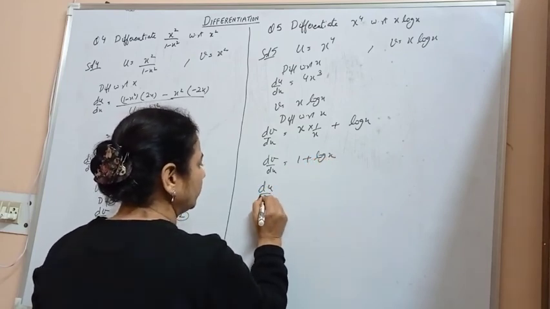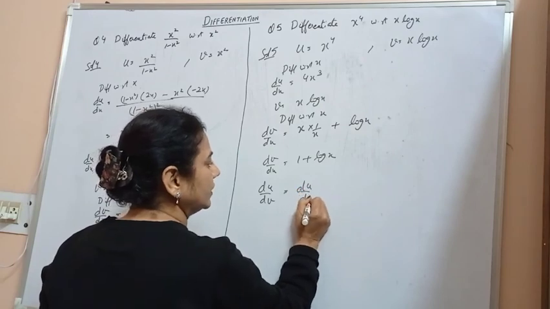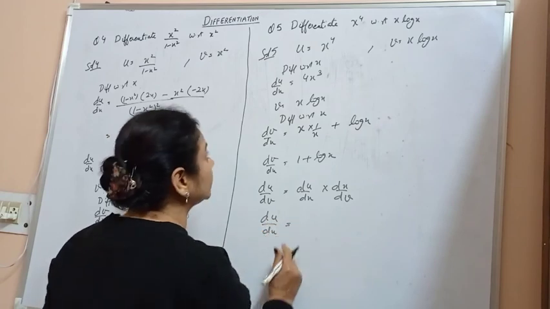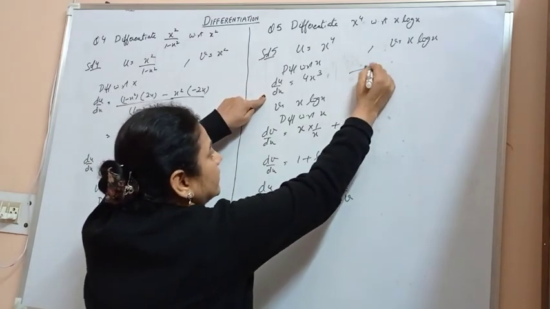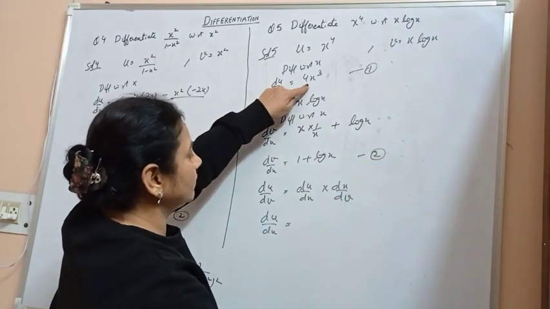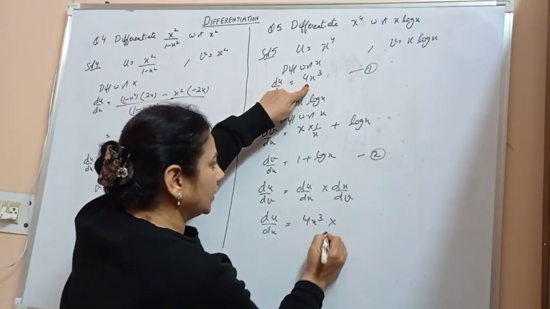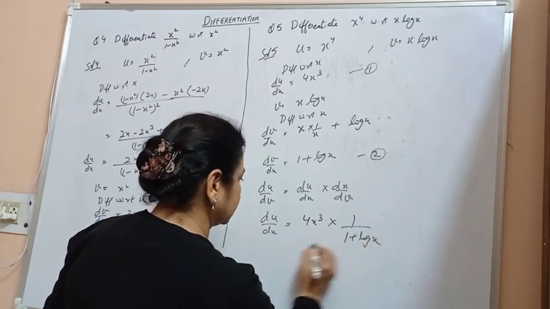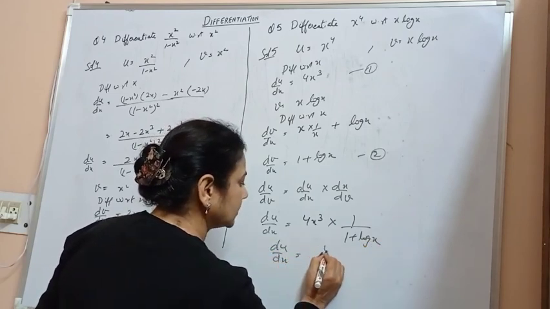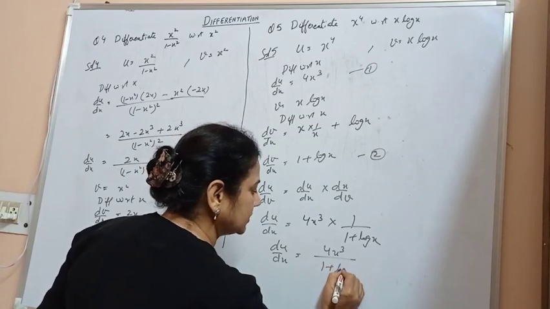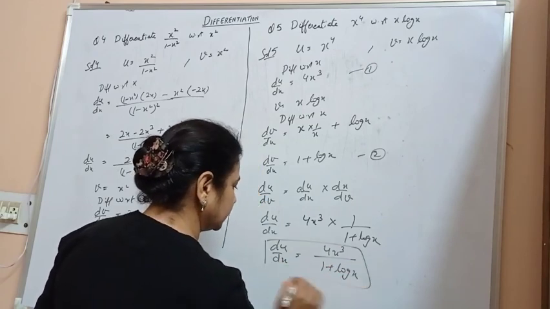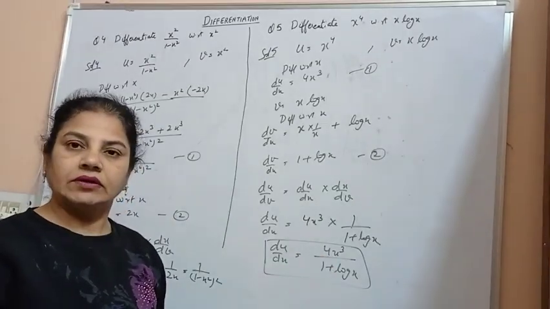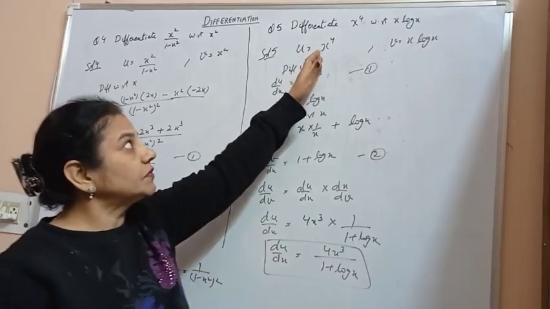So du by dv is equal to du by dx into dx by dv. My du by dx is 4x cube, this is my first function and this is my second function, into dx by dv, which is the reciprocal of this, that means 1 upon 1 plus log x. So du by dv is given as 4x cube divided by 1 plus log x. So differentiate the first function with respect to the other function.